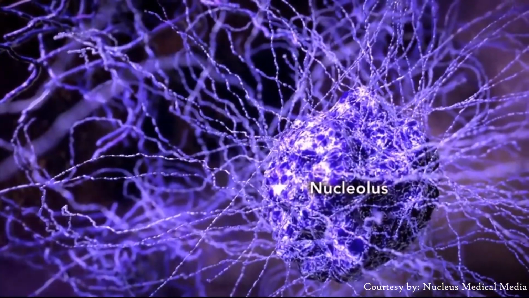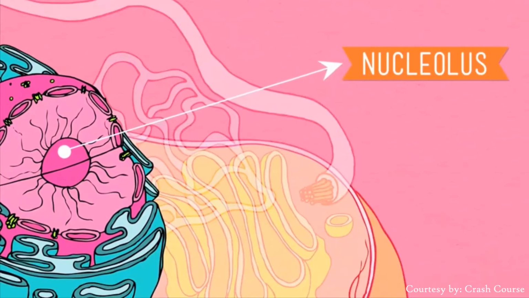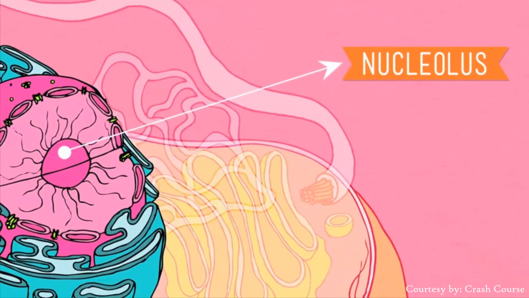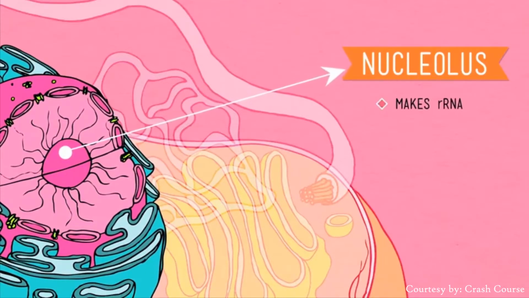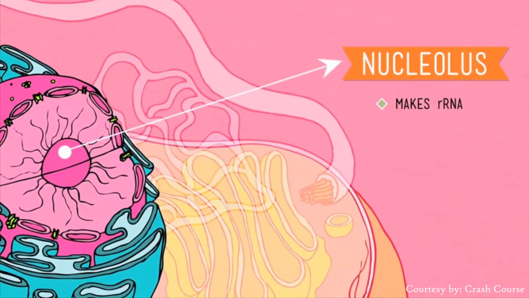Nucleolus. We can simply define the nucleus as the brain of the cell, and the nucleolus could loosely be thought of as the brain of the nucleus. It takes up around 25% of the volume of the nucleus, which is made up of proteins and ribonucleic acids.